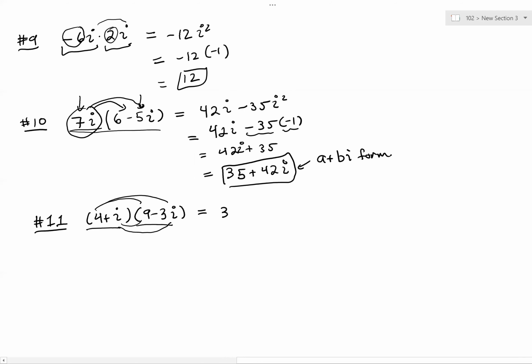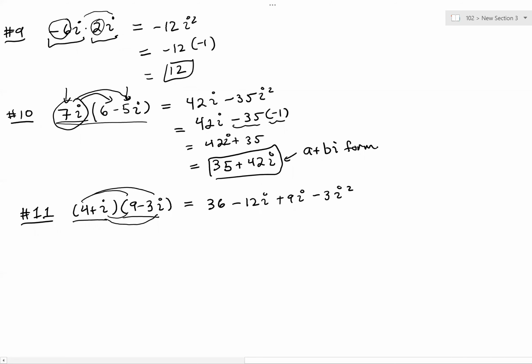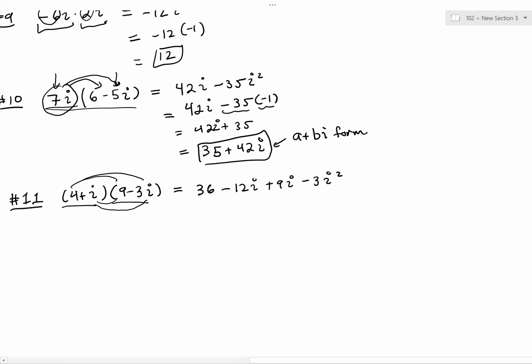9 times 4 is 36. 4 times -3i is -12i. i times 9 is positive 9i. And i times -3i will be -3i squared. So in this situation, there are terms that we can combine because they're like terms. And we also have that i squared to take care of.